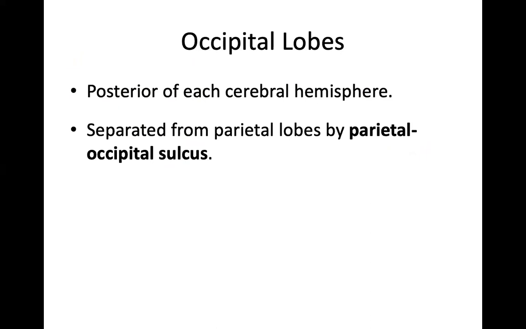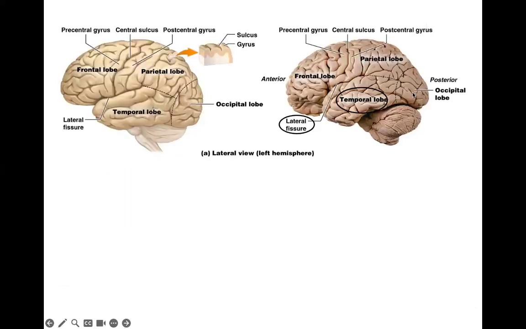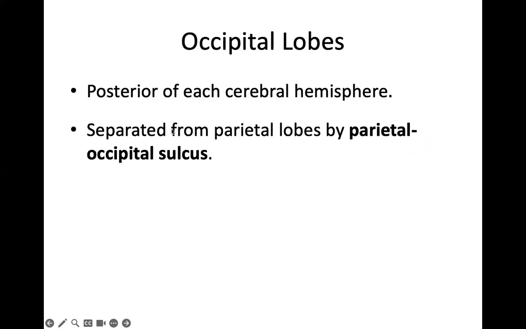Occipital lobe, the posterior one, is separated from the parietal lobe by the parietal occipital sulcus. Where is that? The parietal occipital sulcus will be right on this area. You see the dotted line, that is the parietal occipital sulcus.